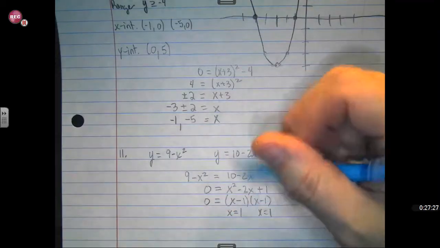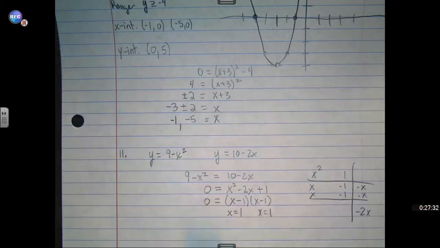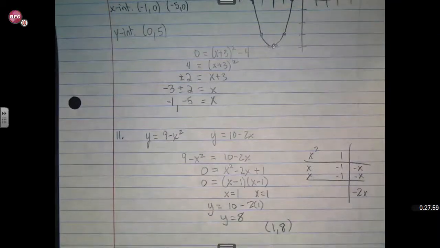That means that this line is tangent to this parabola at 1, where x equals 1. If we were to graph these, this line would be tangent to this parabola at x equals 1. And I just find that very cool. So now I just have to plug in 1. I'm going to plug it into this equation, and I get 10 minus 2 is 8. So these only intersect in one point. They intersect at the point (1, 8). And that tells me that the line is tangent to the parabola at that point. Okay.